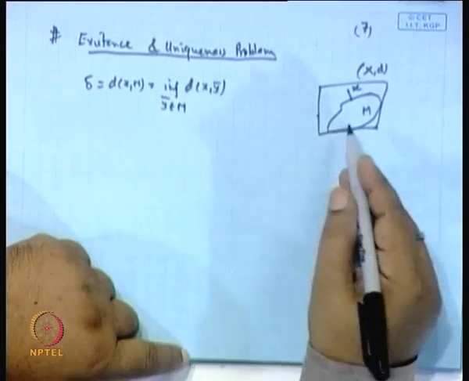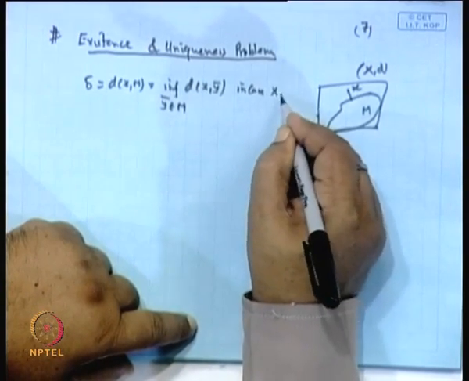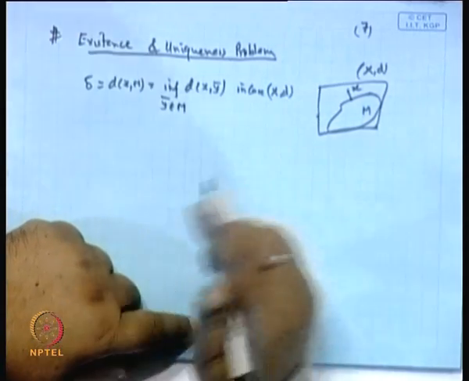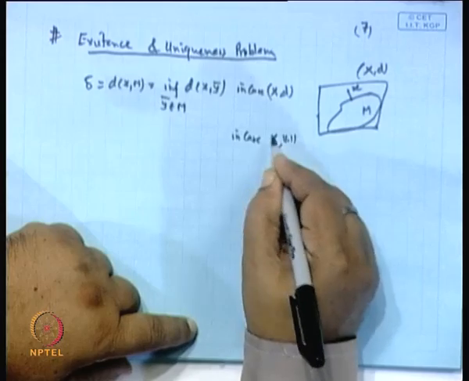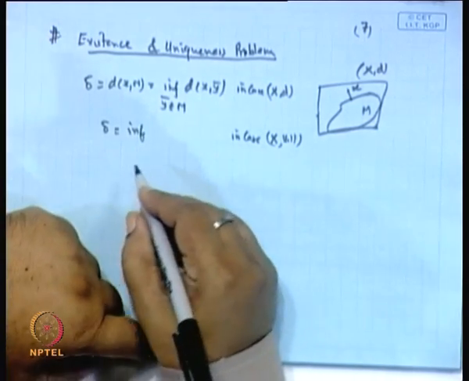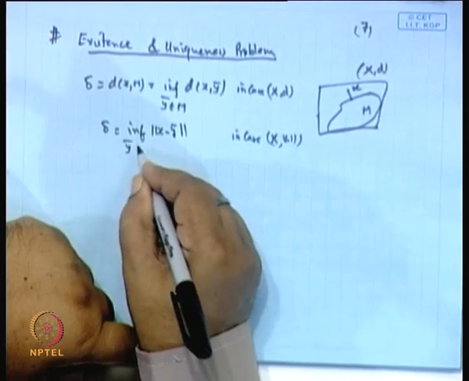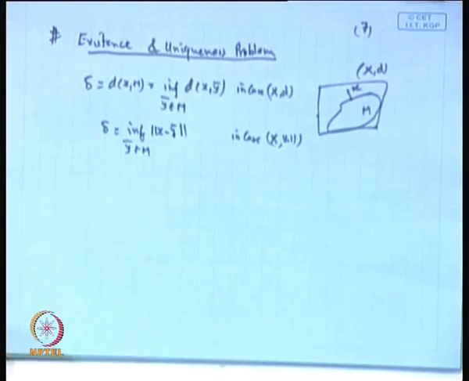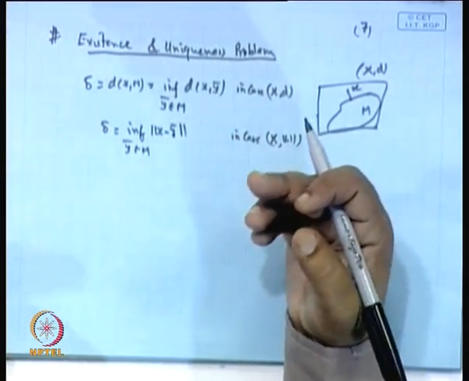So, infimum, in case of a metric space (X, d). Now, in case of a norm space, the distance delta we can say is the infimum of the norm of x minus y bar, where y bar belongs to M. Just the distance notion is replaced by the norm, because it is also length.